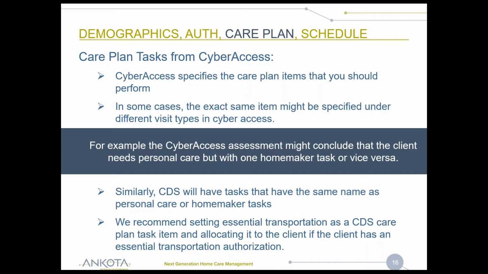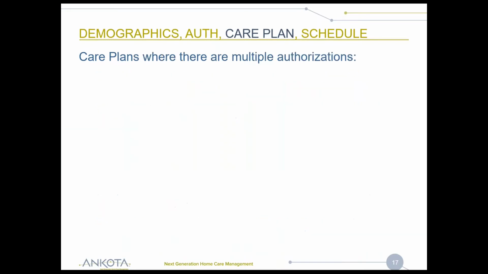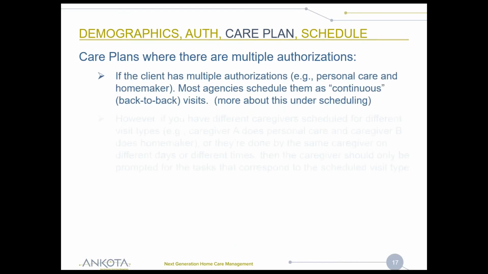When we get our care plans, we want to set them up and say, these are our personal care plans and these are our homemaker care plans. We could have the case where one person is doing back-to-back personal care and homemaker visits, but then the next day a different caregiver is only doing the homemaker part, and in that case they only want the homemaker tasks. So a lot to think about there.